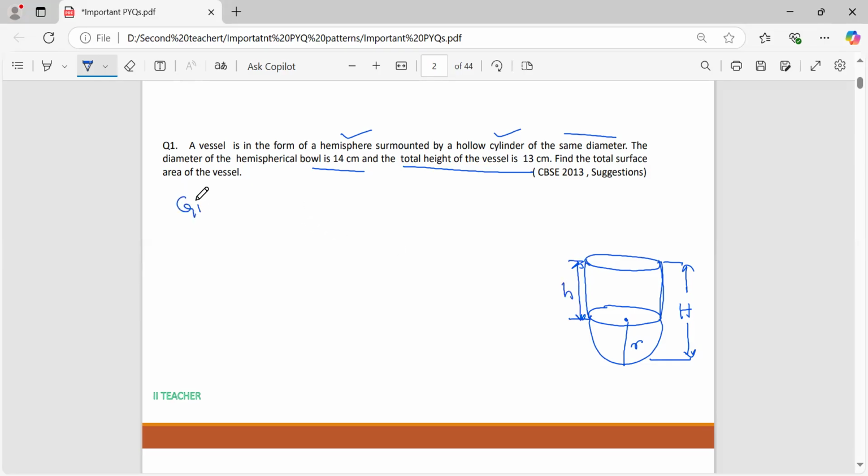So given, let us write what is given. To us, it is given that diameter of cylinder is equal to D and that is equal to 14 centimeter. So radius is nothing but D by 2. So that is 7 centimeter. So diameter of the cylinder, or I will write diameter of the hemisphere here, not the cylinder. Let us take it first, the hemisphere. Okay.